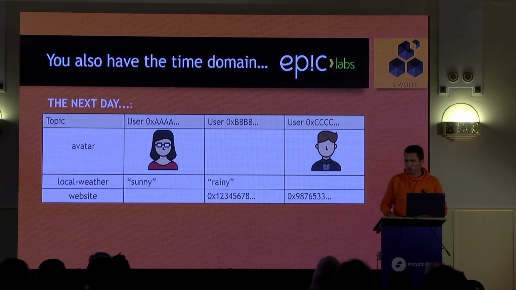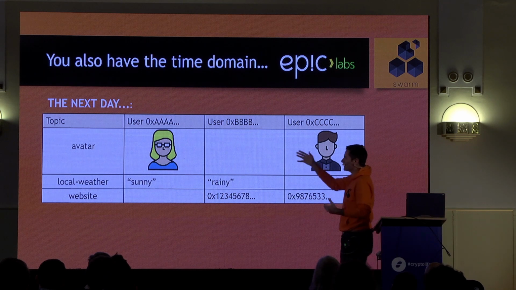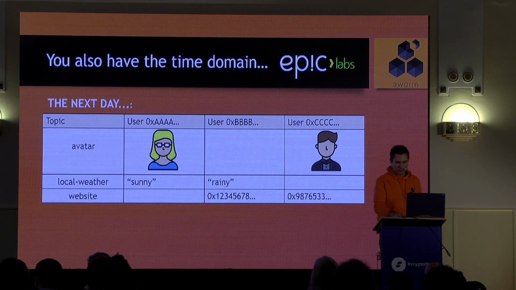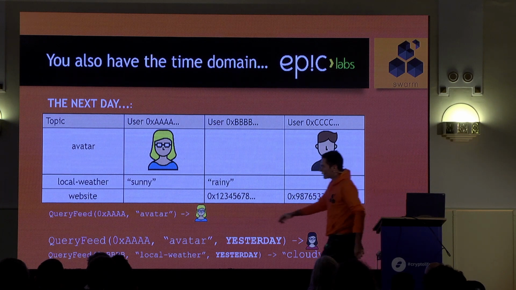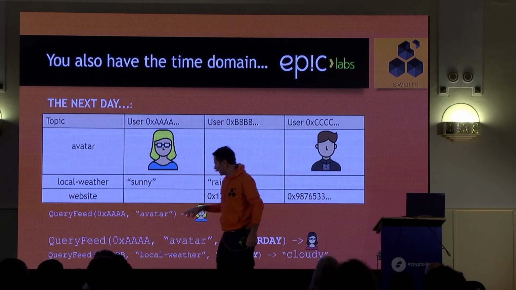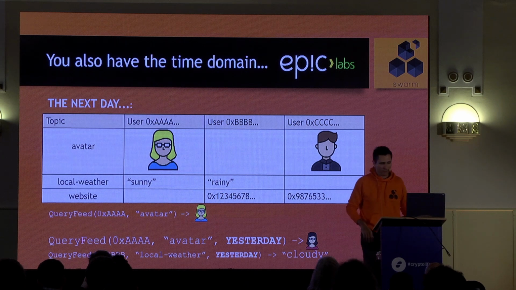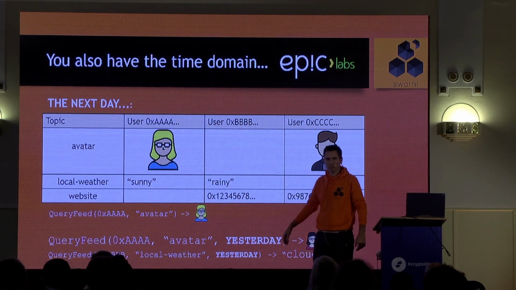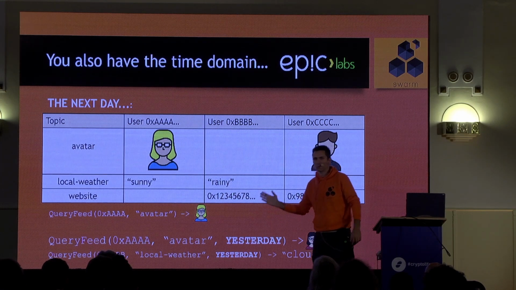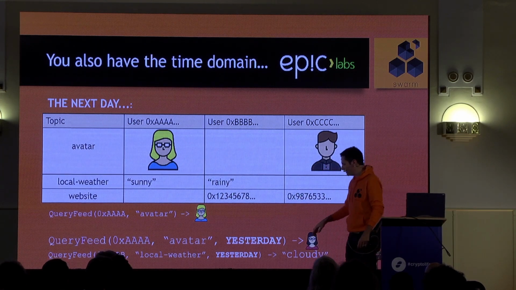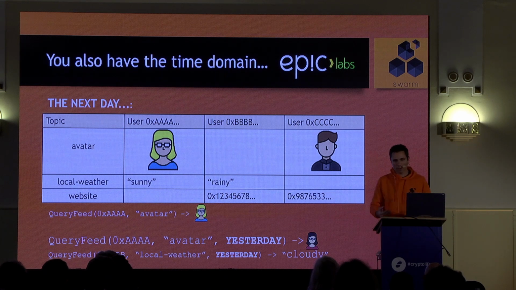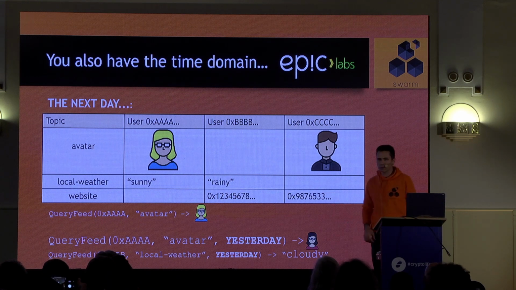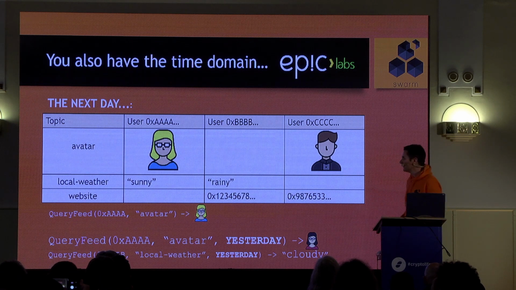So what happens the next day, for example, when somebody makes an update, and user A changes the profile picture? If we query the same user and the same topic, we're going to get the new picture. But if we incorporate a time parameter and say that I want the profile picture as if it was yesterday, I'll get the older one. So it's a key value store with the time component of being able to retrieve an old version by referring to it by a timestamp.